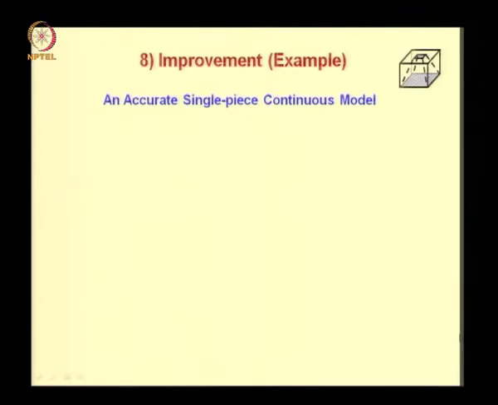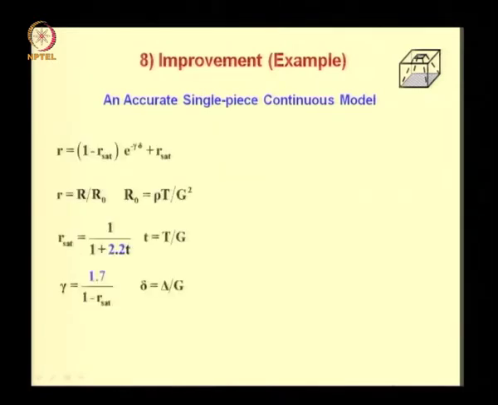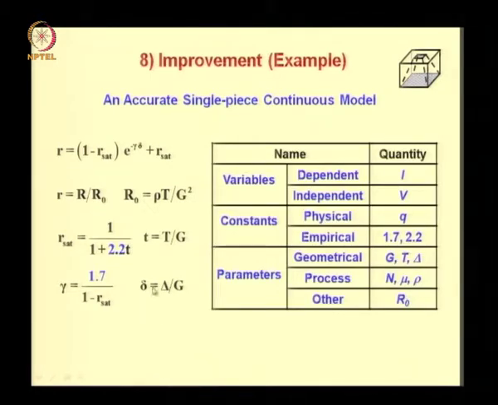So let us put our various features of our accurate single piece continuous model together. Then these are the model expressions, and in these model expressions you have the variables, constants and parameters indicated in this table. We had put down this table earlier before improvement. The addition you can see after improvement is these empirical constants 1.7 and 2.2.